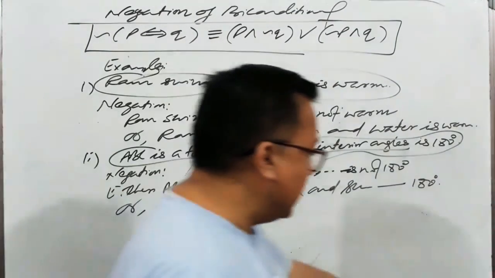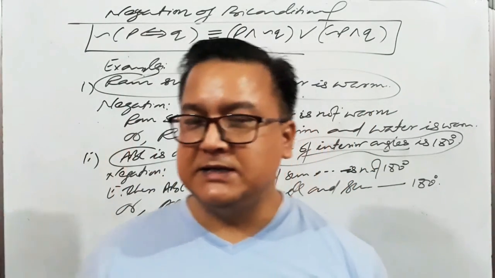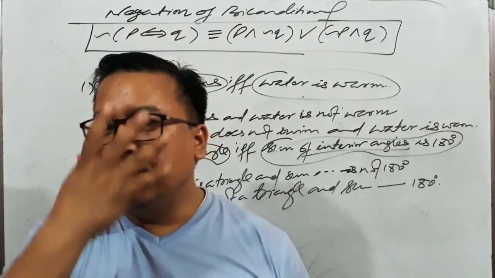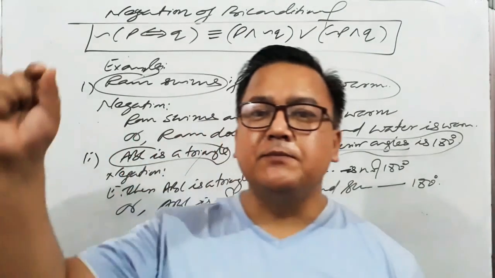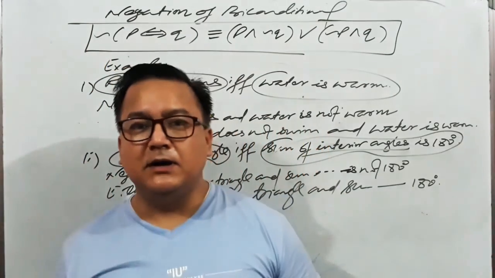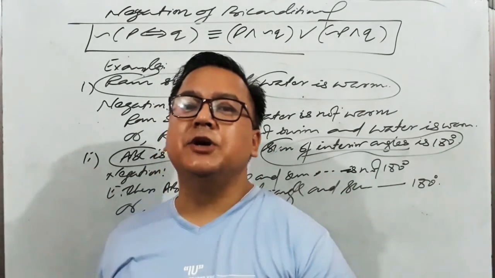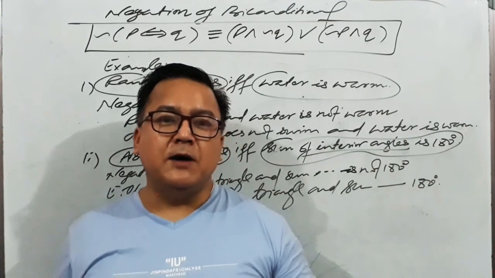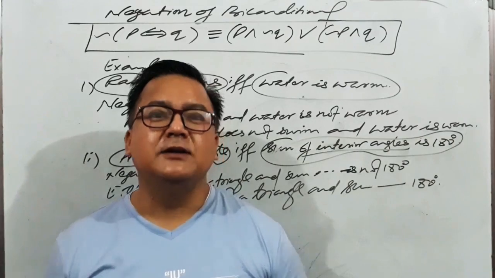So I taught you the negation of simple statements, the negation of particular statements, and the negation of compound statements. In compound statements we studied the negation of conjunction, disjunction, conditional, and finally we learned how to make the negation of biconditional statements. I'm pretty sure you are clear. If not, you can tell me in the comments.